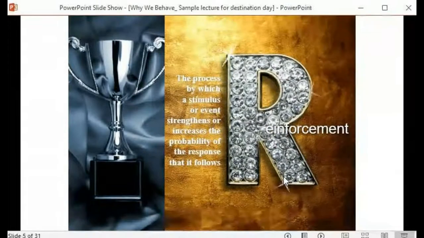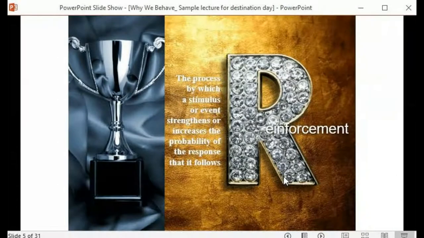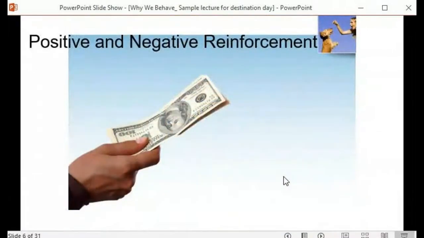Okay, so just as a review, reinforcement is the process by which a stimulus or event strengthens or increases the probability of the response that it follows. So first you do a behavior, and then the reinforcement strengthens the probability that you're gonna do that behavior again, right? Okay. Now we're gonna talk about positive and negative reinforcement.